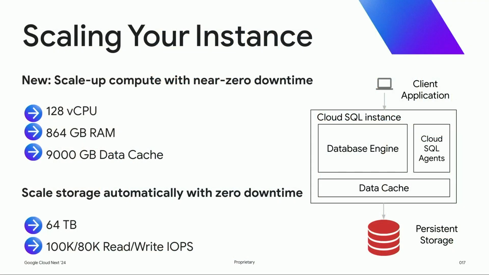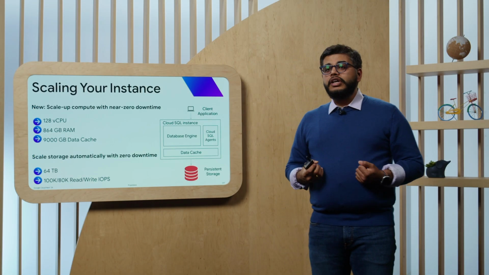So we talked about planned maintenance. Now let's talk about scaling your instance. As applications evolve, your instance will need to evolve with them. And it typically requires that you will need to scale up your instance. Scaling up your instance could mean scaling up the compute and/or scaling up the storage. Cloud SQL already offers a zero downtime auto scale up for your underlying storage. You can scale up your storage all the way to 64 terabytes in size and 100,000 read IOPS and 80,000 write IOPS. But what about the compute?